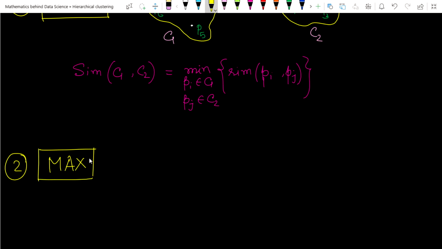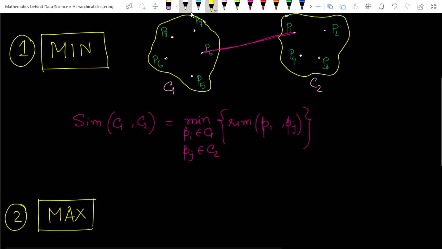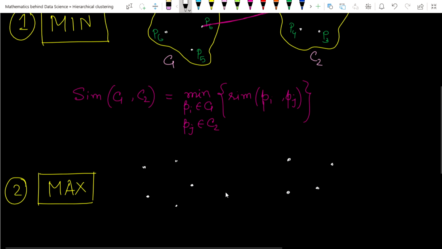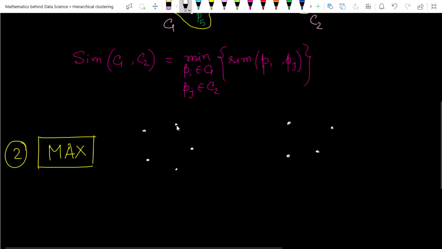So the same examples I have here, let's take the same kind of data. Suppose this is a point, and these are our data set. Let's take the same kind of data we have taken also.